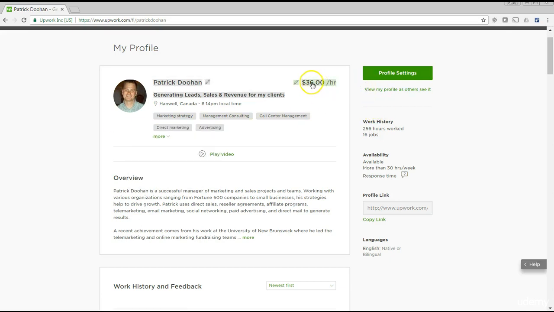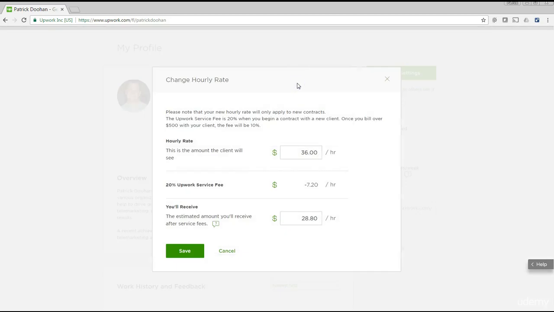Your dollars per hour. On this one, I've put it in here, and I believe in making this as high as is marketable. I believe Upwork will allow you to leave it out. Let me just click on the edit here.